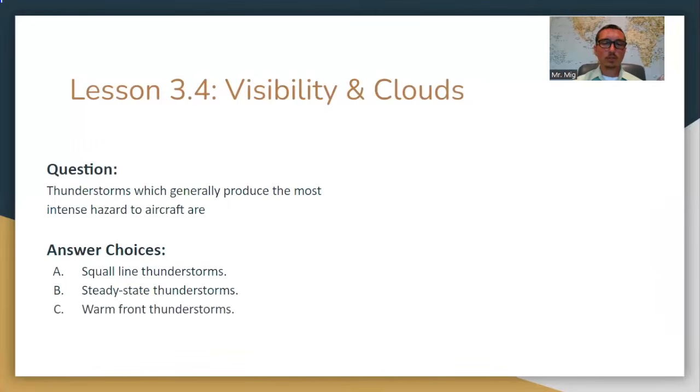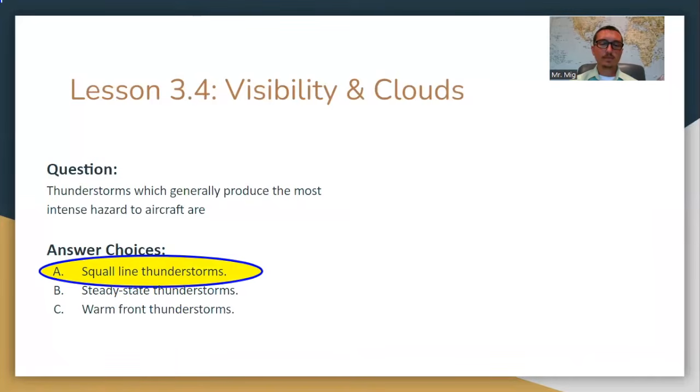Thunderstorms, which generally produce the most intense hazard to aircraft, are... So which thunderstorms are the most hazardous to aircraft? Is it squall line thunderstorms, steady state thunderstorms, or warm front thunderstorms? Go ahead and pause if you want to try to answer this. All right, the answer is squall line. Just know that squall line thunderstorms are the most hazardous to aviation. So most intense thunderstorms for aircraft.